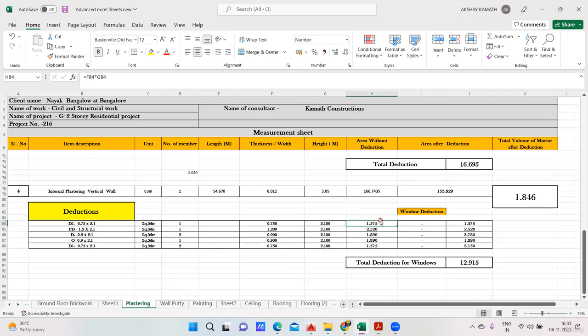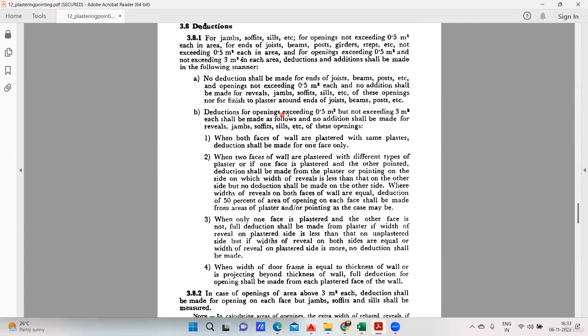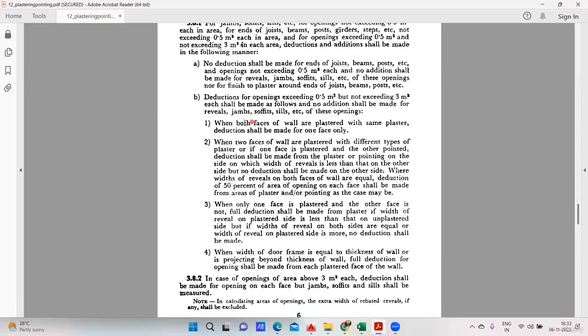Okay, now you check all the area of opening, whether it is greater than 0.5, so all are greater than 0.5, and it is less than 3, exactly. That means you need to do the deduction only once. Why? Because it's an internal plastering, you know the code. So it's written here. Deduction for the openings exceeding 0.5 square meter, but not exceeding 3 square meter. When both faces of walls are plastered with the same plaster, its internal plastering both are same. So deduction shall be made for only one face only.